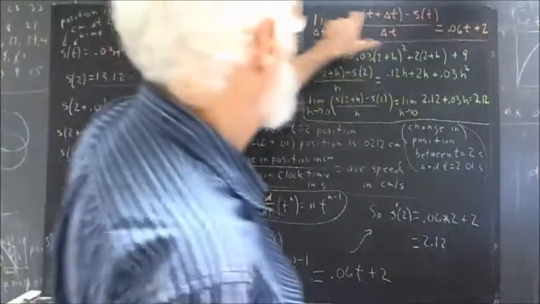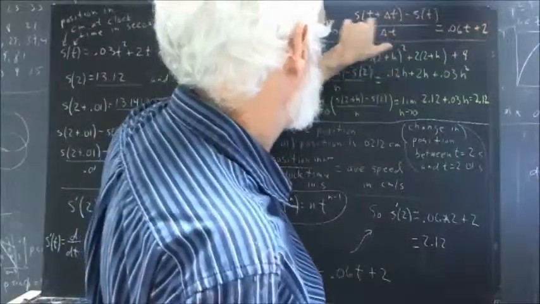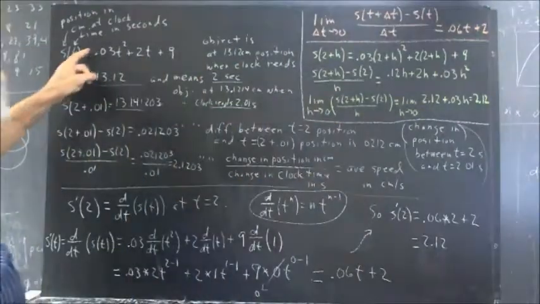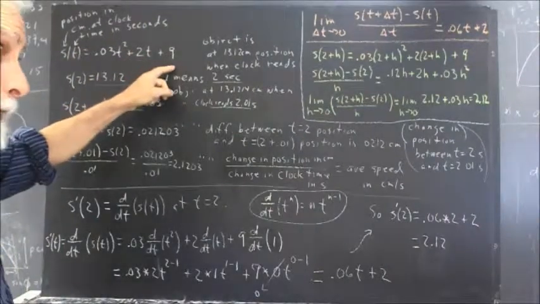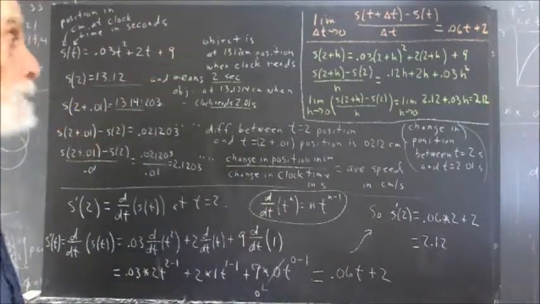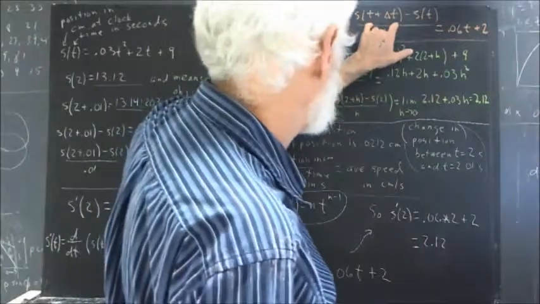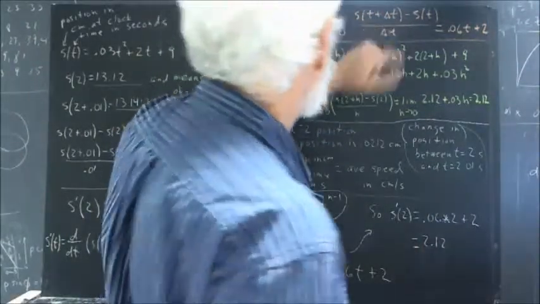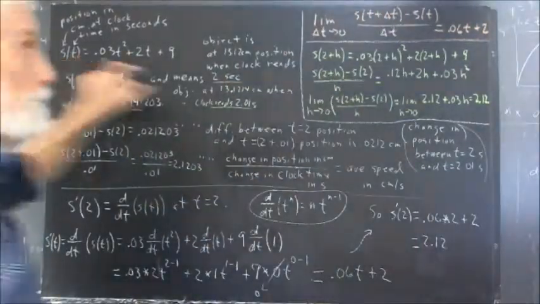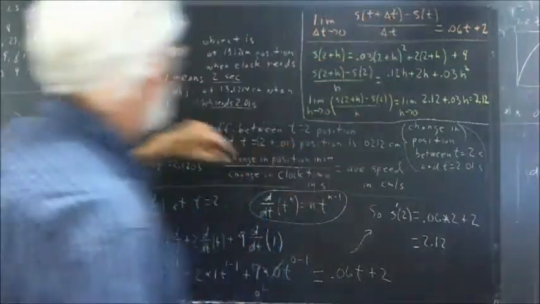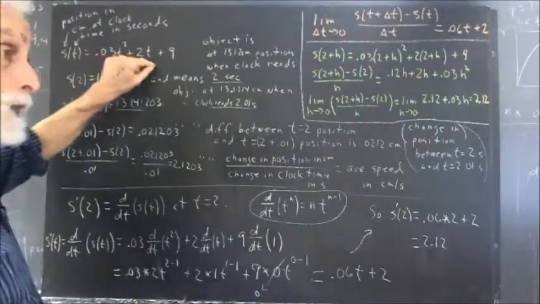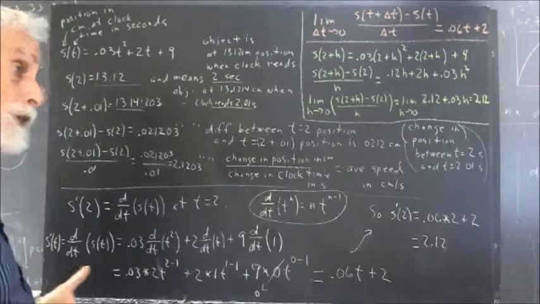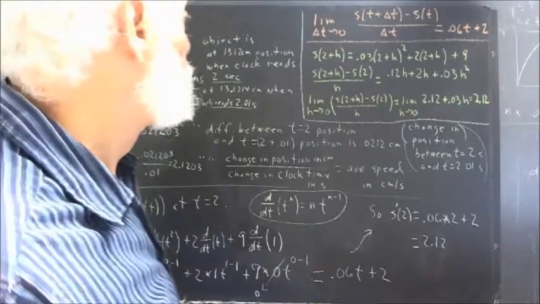And if you do it, S of t plus delta t is not 0.03t squared plus 2t plus 9 plus delta t. S of t plus delta t is what you get when you replace this t with a t plus delta t, meaning you have to replace these t's with t plus delta t. If you don't do that, you're not going to get the right thing.